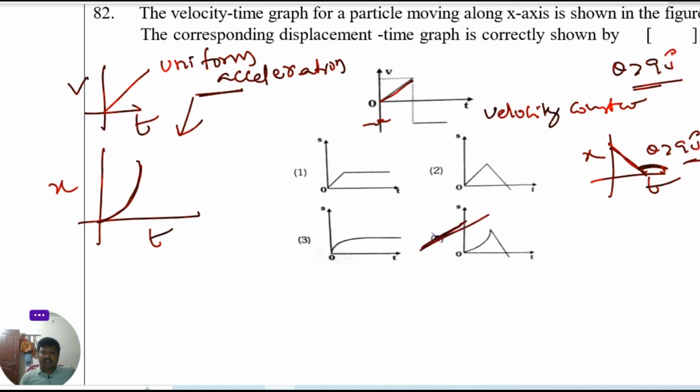Combination of these two gives option 4. So option 4 is the right answer. Next, go to 83 question.